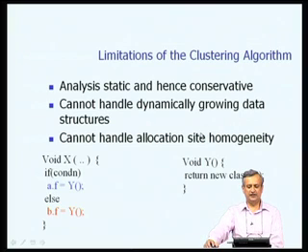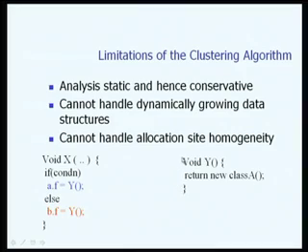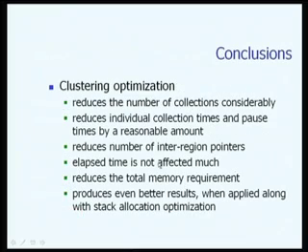There are limitations on the clustering algorithm. For example, the analysis is static and hence very conservative. It cannot handle dynamically growing data structures; they must be size limited, otherwise growing ones cannot be handled. And it cannot handle allocation site homogeneity. For example, if there is an if-then-else where only one of them, A dot f or B dot f, is really allocated, it cannot take care of such difficulties.